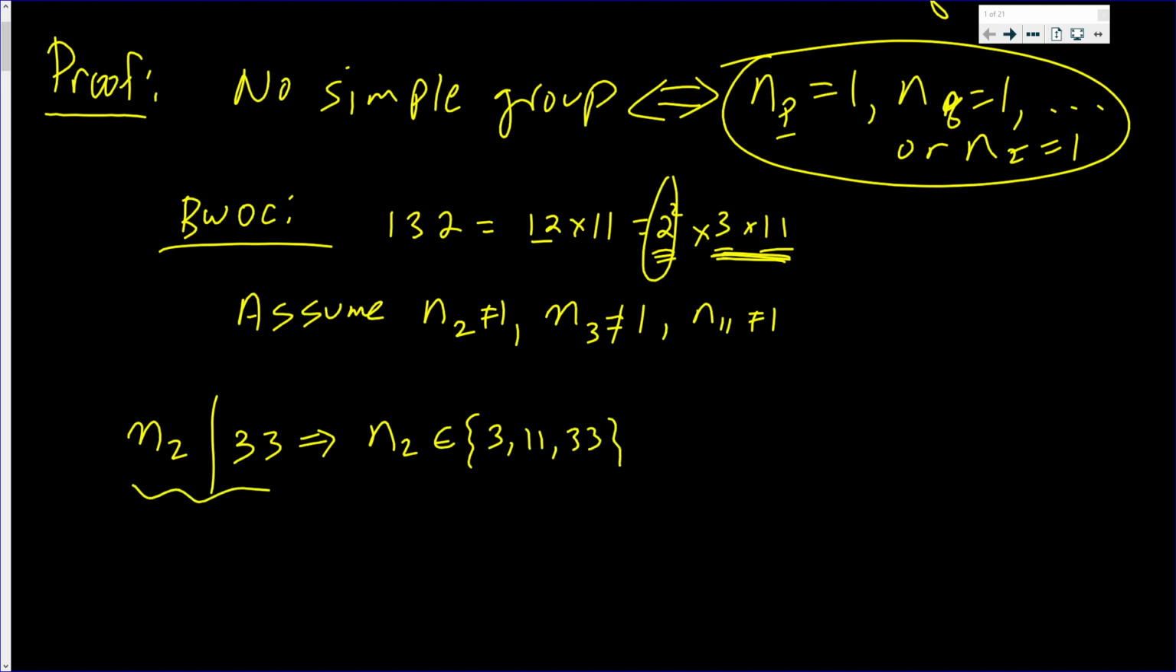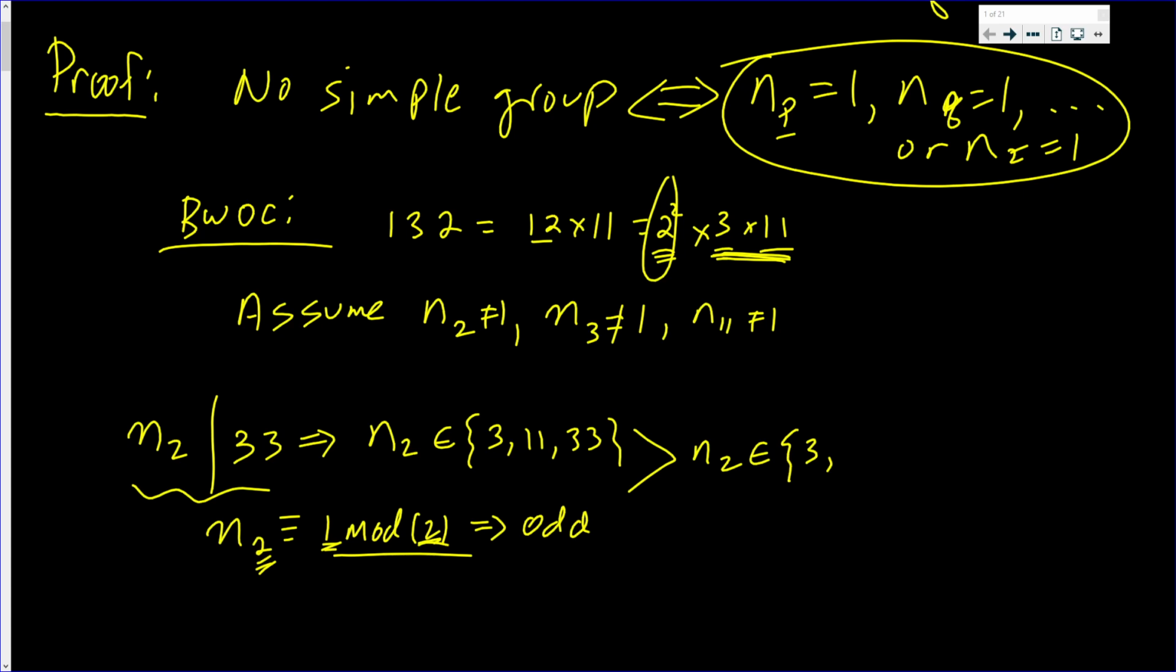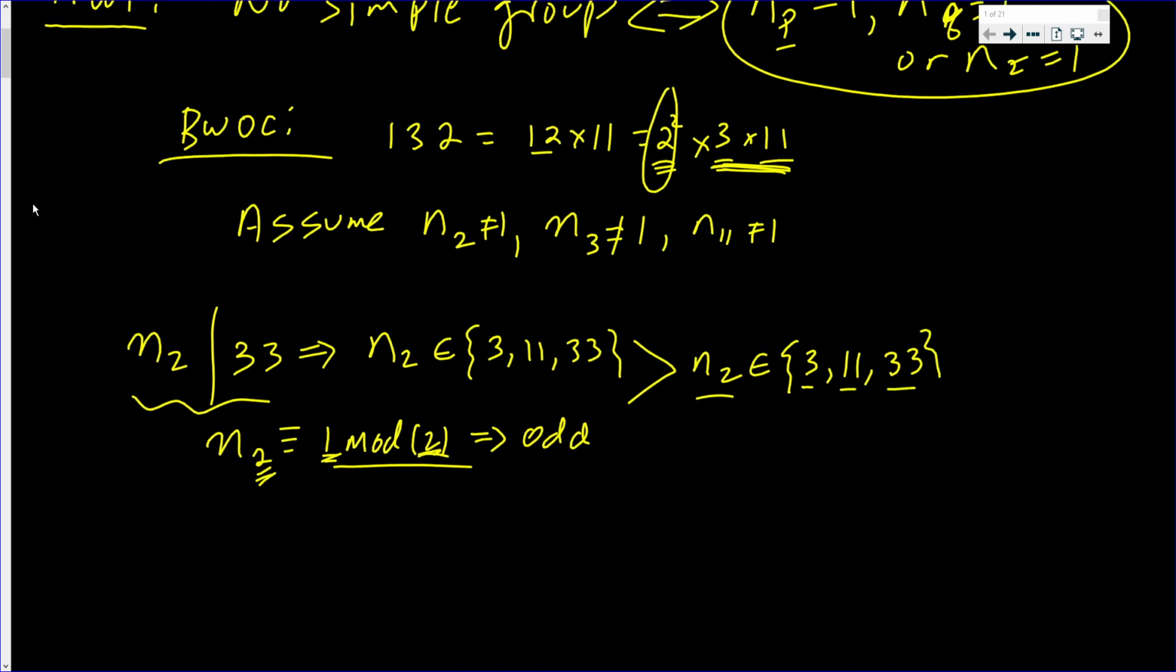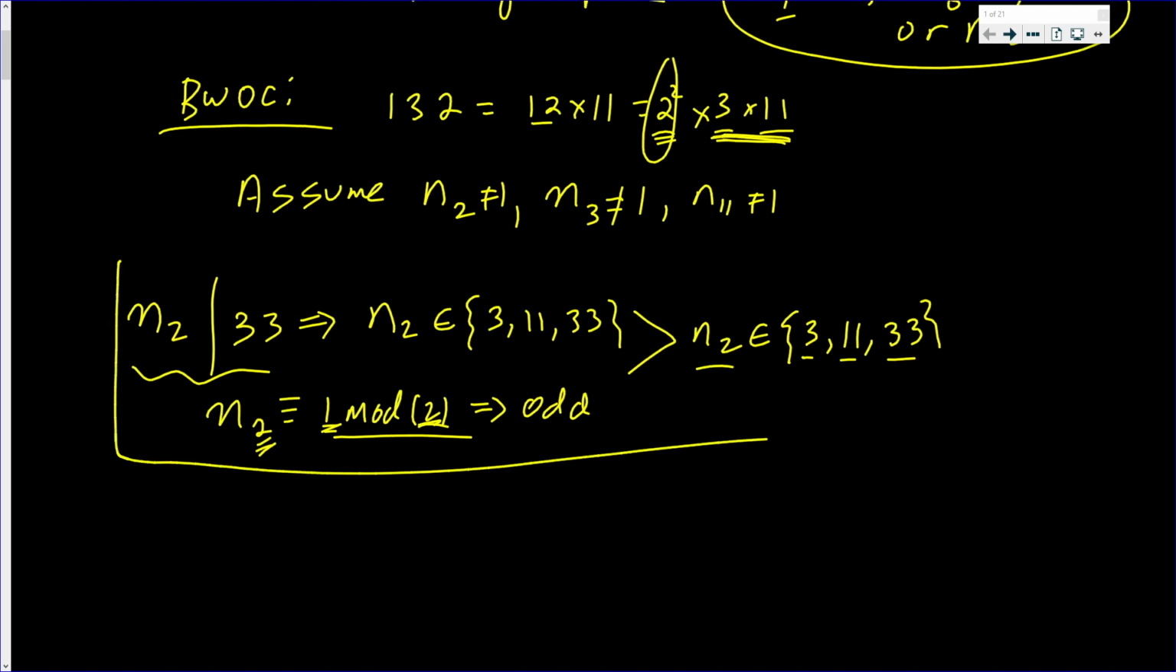Another criterion is that n_2 must be congruent to 1 mod 2. Well, that just implies odd. This is all the odd numbers. When you divide by 2, the remainder is 1. That's the definition of odd. So n_2 is either 3, 11, or 33. Other than 1, the number of Sylow 2 subgroups is either 3, 11, or 33. Let's hold on to that.